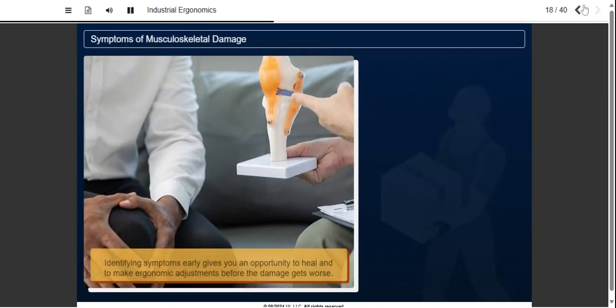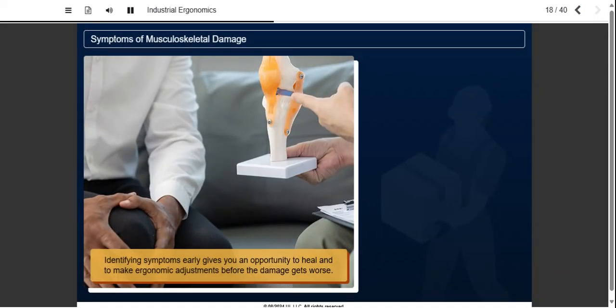Remember that musculoskeletal damage may begin subtly and get worse over time. Identifying symptoms early gives you an opportunity to heal and to make ergonomic adjustments before the damage gets worse. Early reporting and care are critical.